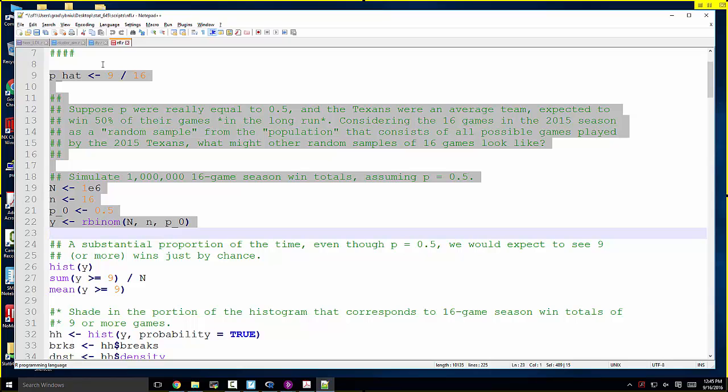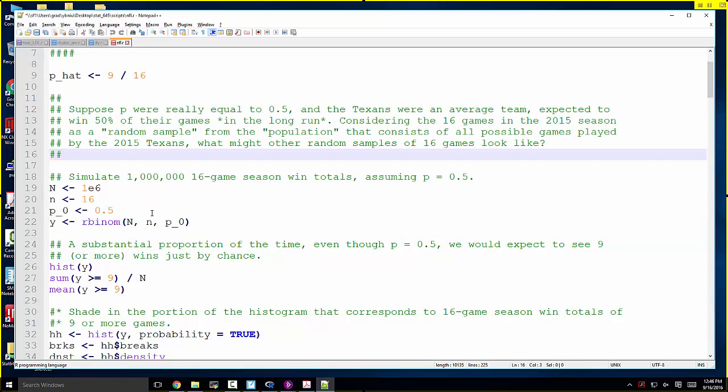So we could use the binomial function in R to simulate a whole bunch of cases where n is the number of trials that we saw, in this case 16, and we can simulate from a particular choice of p. In this case, we said suppose p is really equal to 0.5. They're really an average team. Simulate 1,000,000 16-game seasons, and let's look at what p-hats tend to look like.